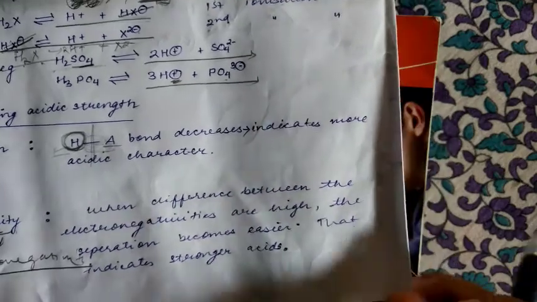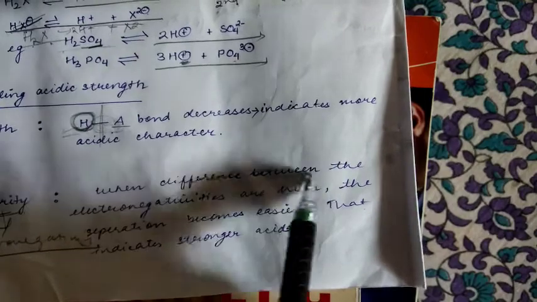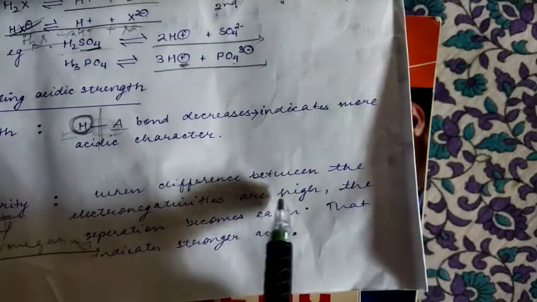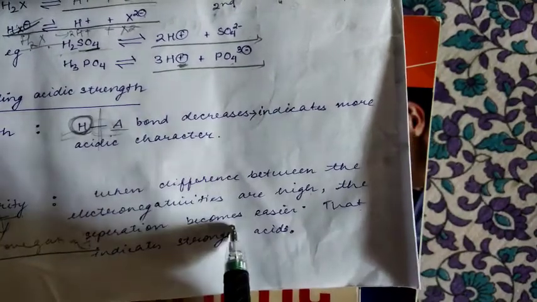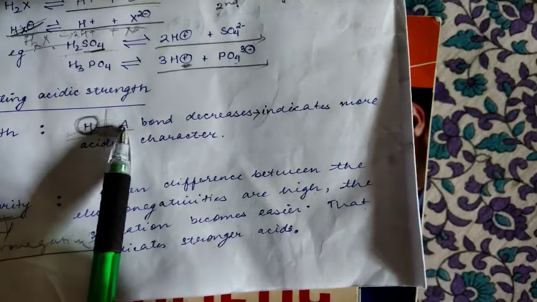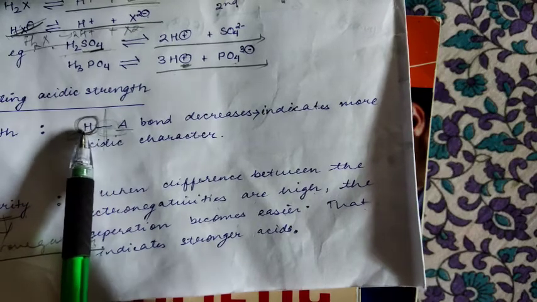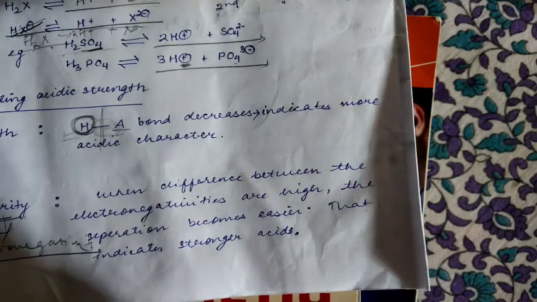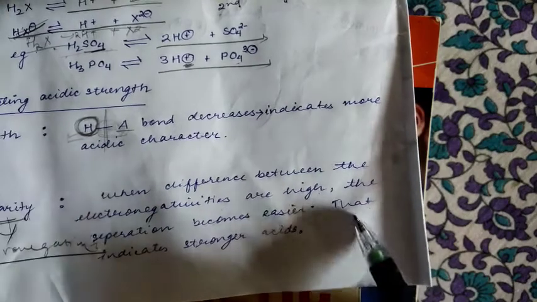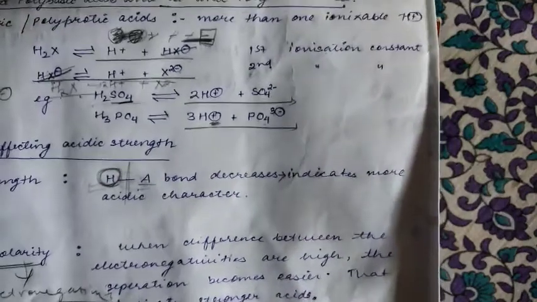I hope this is clear, and just read the sentence here. When the difference between the electronegativities is high, the separation becomes easier. When their difference is high, this A will pull the electron towards itself more and it will release the hydrogen ion, the proton. That indicates stronger acids. I hope this is clear.